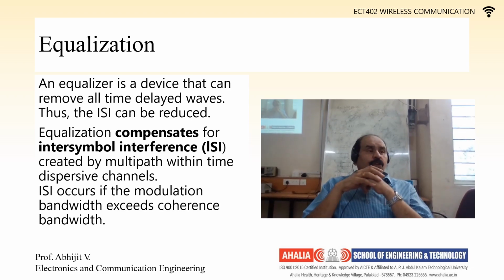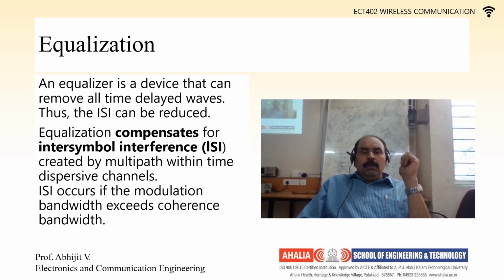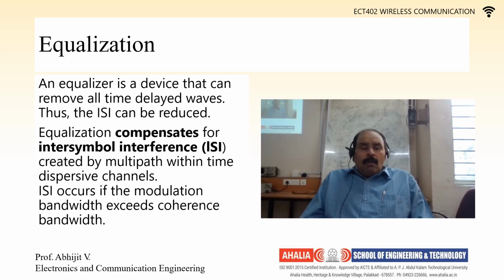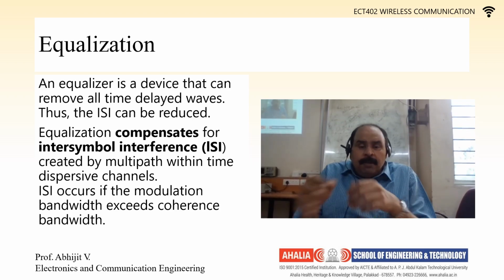So equalization compensates for intersymbol interference created by multipath within time dispersive channels. ISI occurs if the modulation bandwidth exceeds coherence bandwidth. Equalization compensates for the ISI, and ISI occurs when the modulation bandwidth exceeds coherence bandwidth.